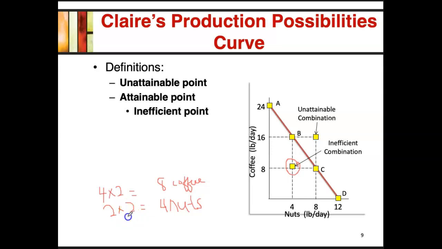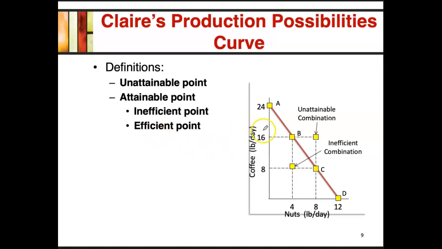It means that in total, she's spent 4 hours, but Claire can do better. She has 6 hours in production, and she's using only 4 hours, right? So she can do better. So we say this point is not efficient. Yes, it's attainable, but it's not efficient, because she can always do better. And as economists, we always want individuals or producers to do better.